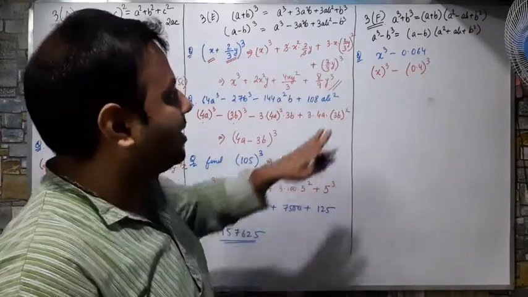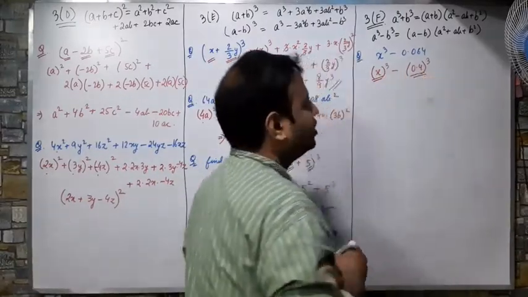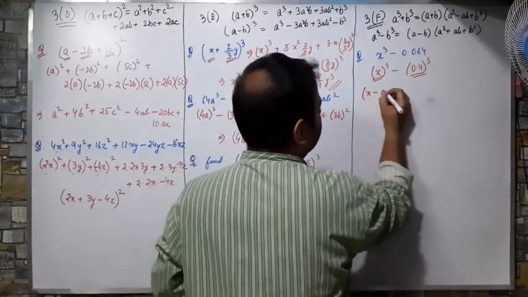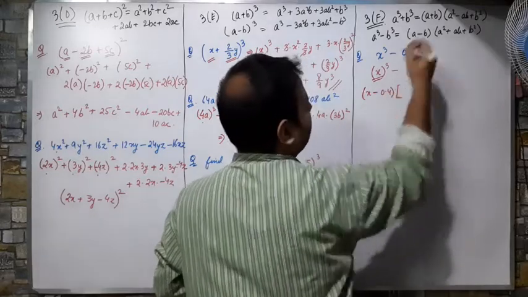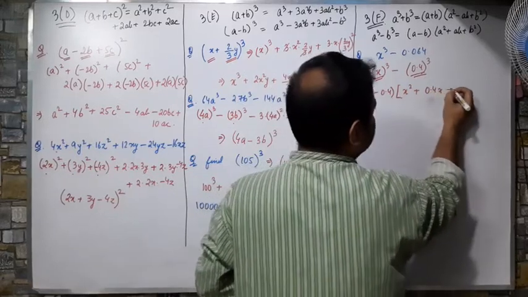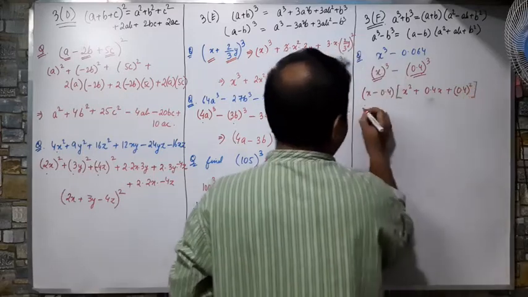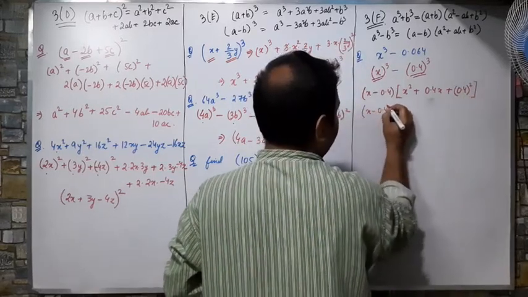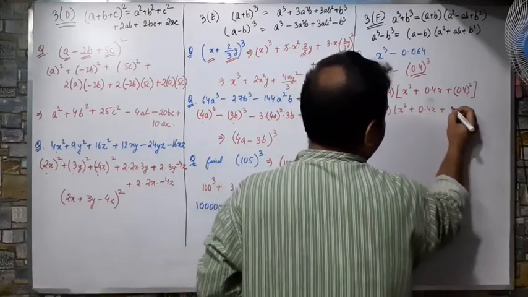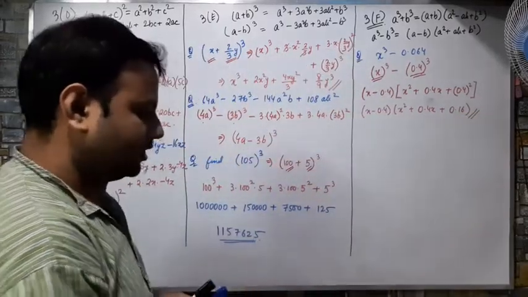So I am getting the term as a cube minus b cube. This whole term is a and this whole term is b. So what is the formula of a cube minus b cube? A minus b. So I will write x minus 0.4. Then I am getting a square, that is x square, plus ab, that is 0.4x, plus b square, that is 0.4 whole square. So finally I am getting x minus 0.4 into x square plus 0.4x plus 0.16. So this is my answer. Correct? The next one.